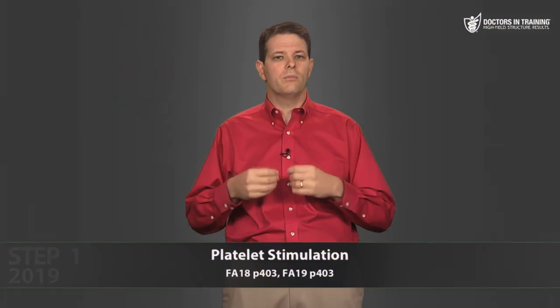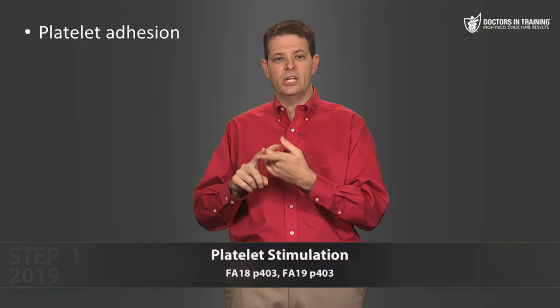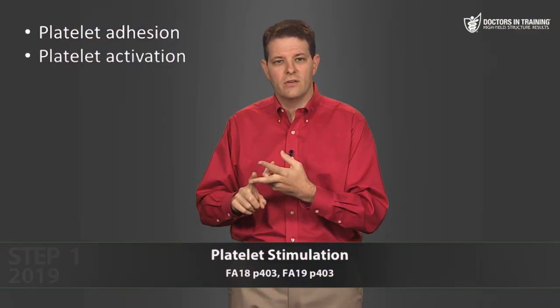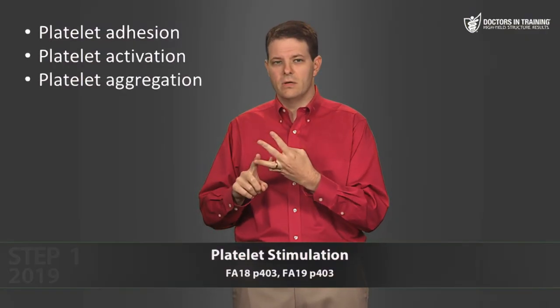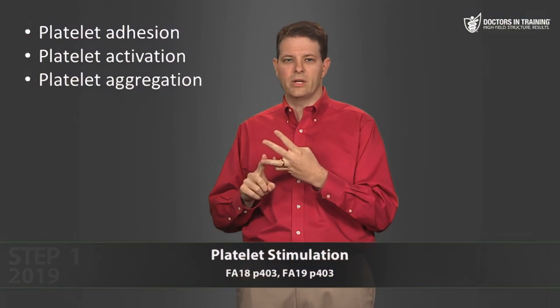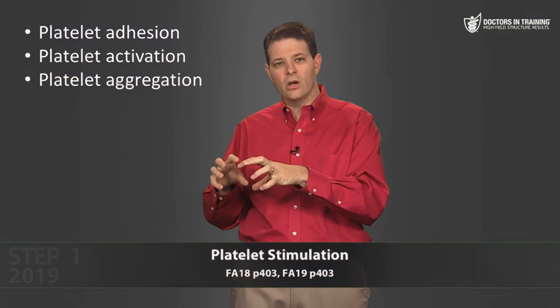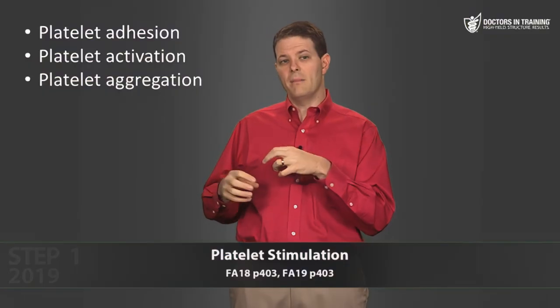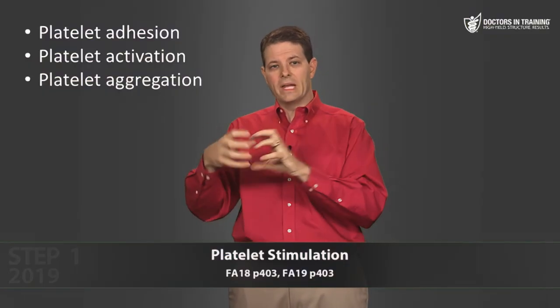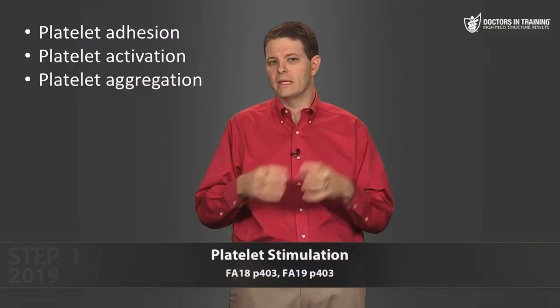So when you have an injury to a blood vessel, that leads to platelet adhesion, then platelet activation, and finally platelet aggregation. Adhesion, activation, and aggregation. So first the platelets have to adhere to the injured surface, then they have to become activated, and then they aggregate and clump together to form that temporary platelet plug.